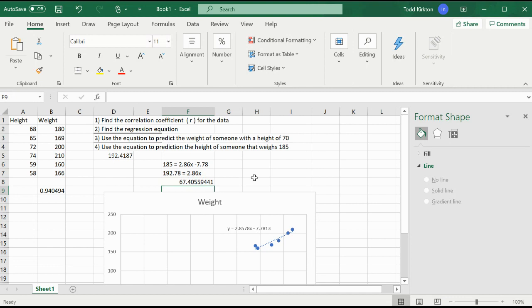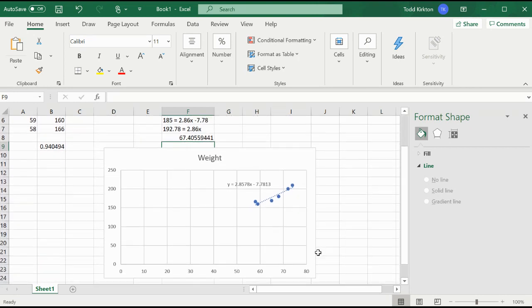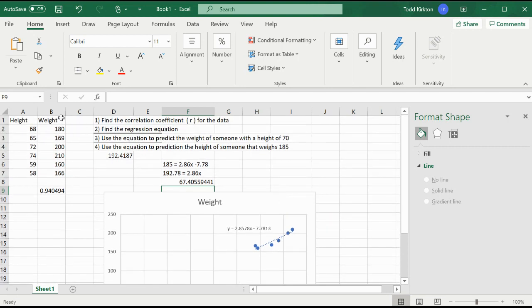So someone would be about 67, and you can look on the graph, and especially with a strong correlation like this, you can see if it makes sense. If you go to 67, about right here, go up to the line, makes sense that they're about 185 pounds. So any of those will help you.